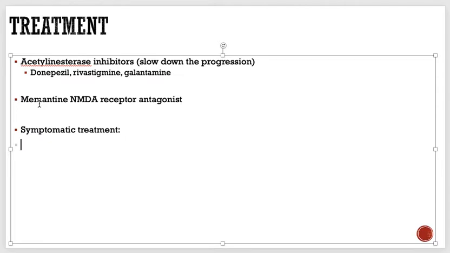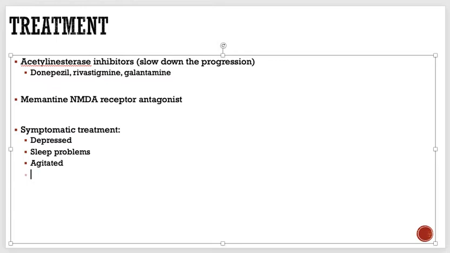So what is symptomatic treatment? Remember, when anyone has any psychiatric disorder or neurological disorder, many other things arise. For example, they become depressed. They have sleep problems. They may have other problems, like maybe they become agitated.